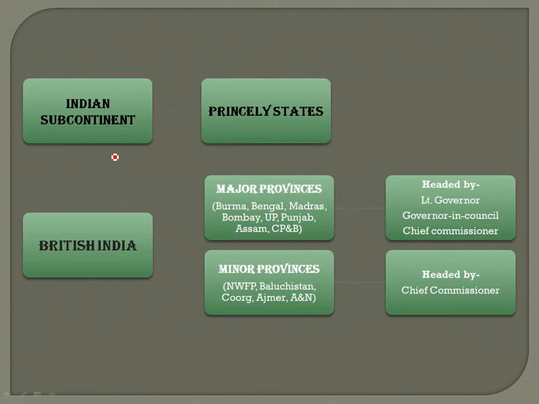India before independence can be categorized into two groups, princely states and British India. Princely states were ruled by kings or princes, but were ultimately under control of the British. British India was categorized into two groups, major provinces and minor provinces. Major provinces were headed by Lieutenant Governor, Governor in Council, and Chief Commissioner, while minor provinces were headed by Chief Commissioner. This was also discussed in our Andaman and Nicobar series.